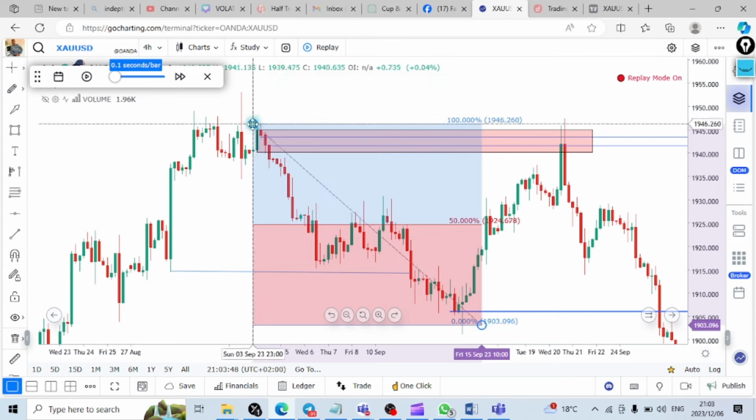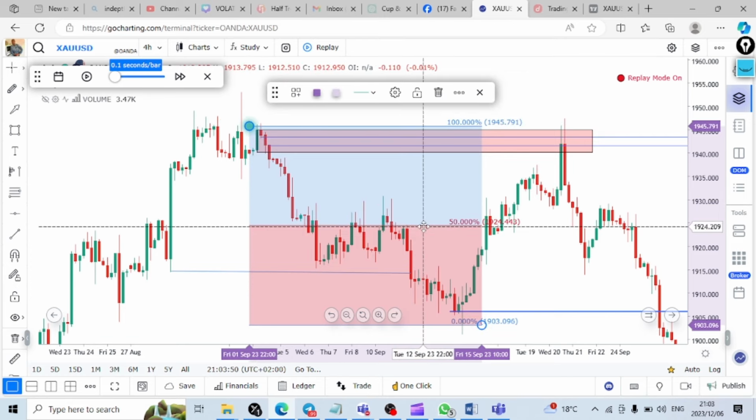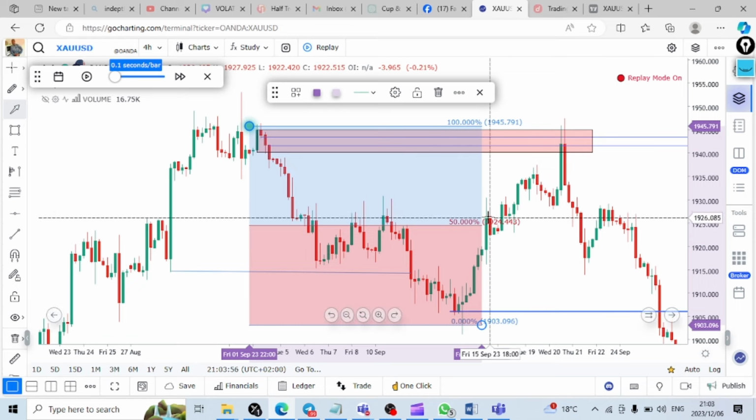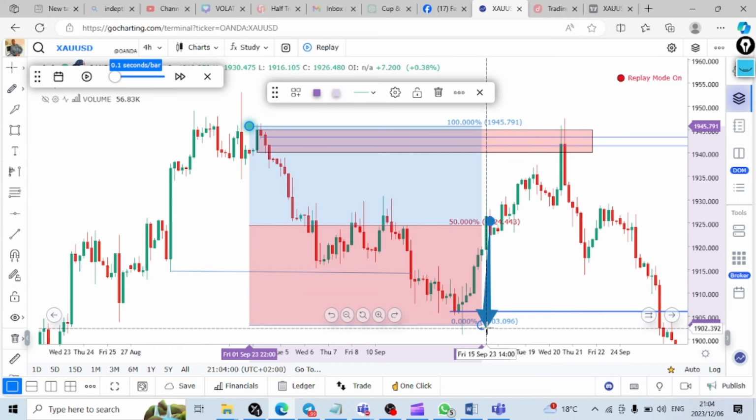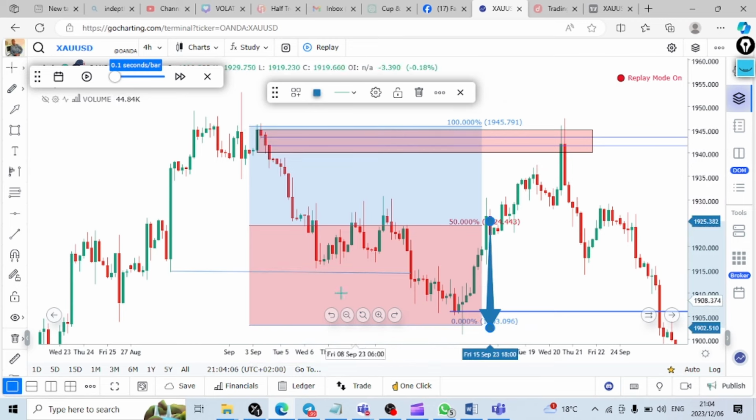Smart money concept, use this concept. You want to buy when price is below the 50% level of the Fibonacci. Below the 50% of the Fibonacci is what we call the discount. So this level is what we call the discount, and this is where you want to buy.